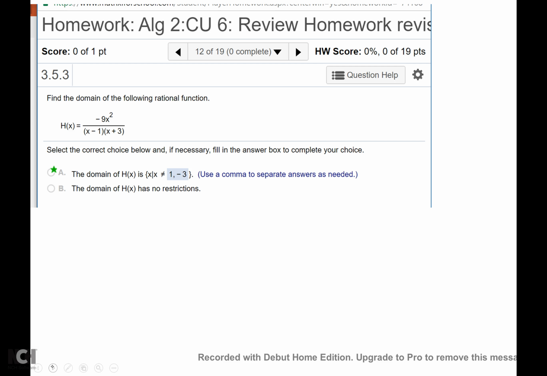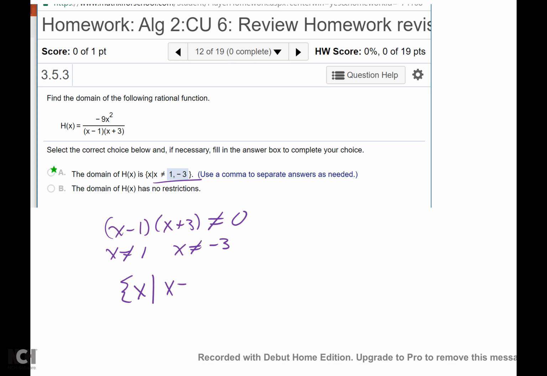Alright, this one says find the domain of the following rational functions. To find the domain, we say Mr. Denominator, you may never equal 0. So this says x may never equal 1, and x may never equal negative 3, and that's your domain. Remember they write it as the set of all x such that x can never equal 1 or negative 3.